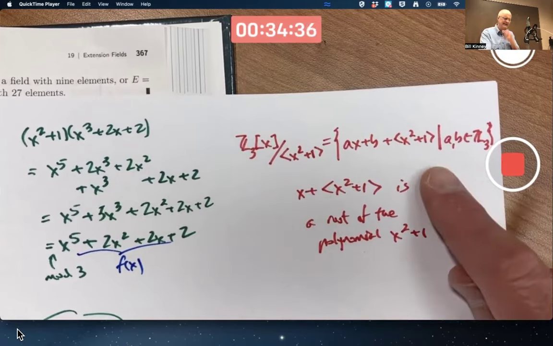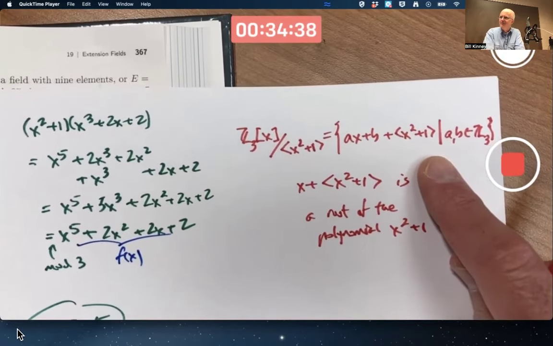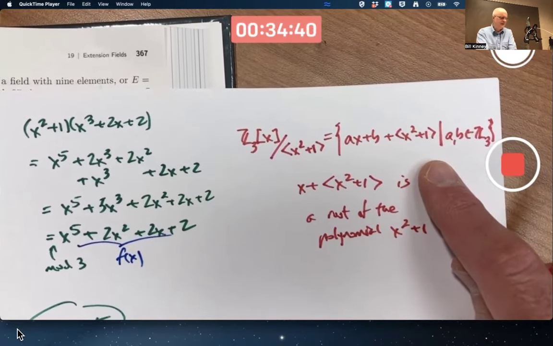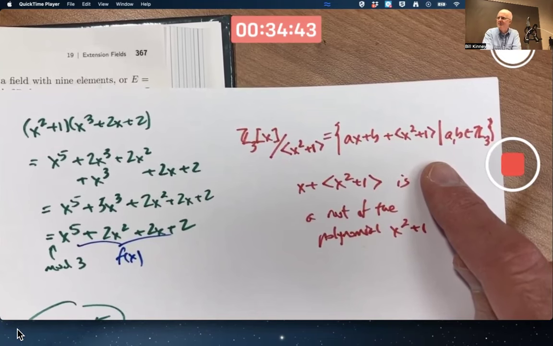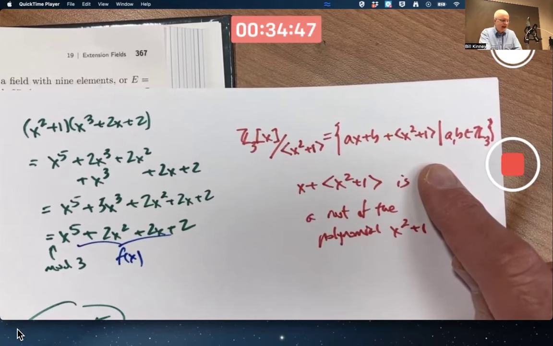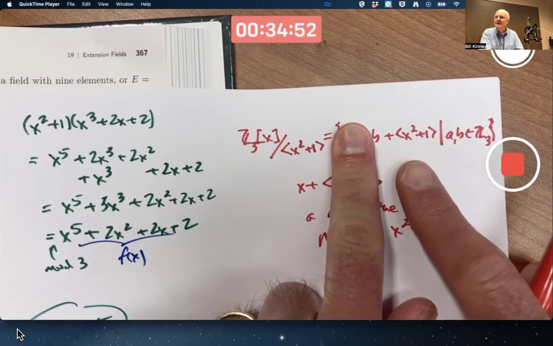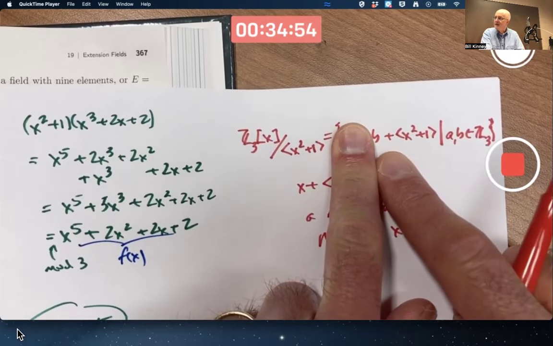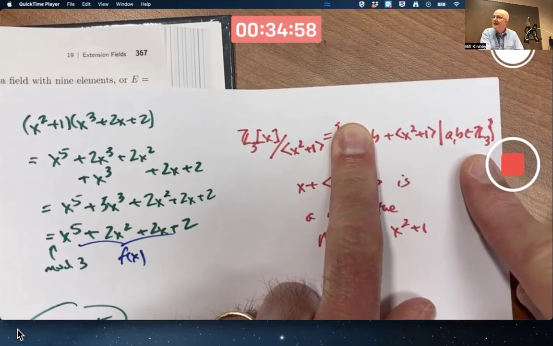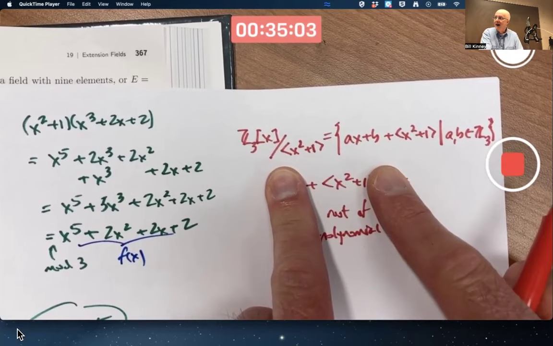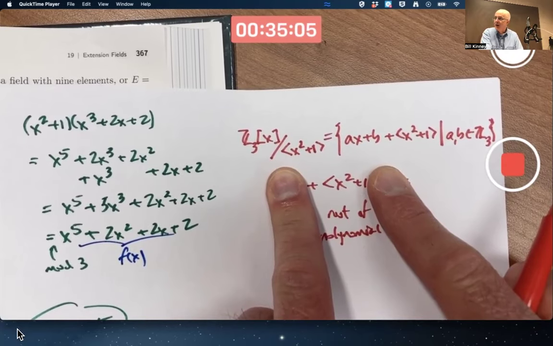Why is this an extension field of Z3? Is there a subfield of this that's isomorphic to Z3? Let the a be 0. Consider all cosets whose representative is just a constant, b, that's 0, 1, or 2. And that'll be a subfield of this isomorphic to Z3. Therefore, this can be thought of as an extension field of Z3.